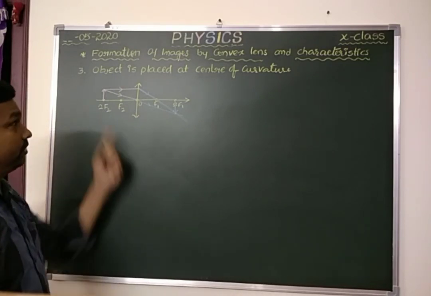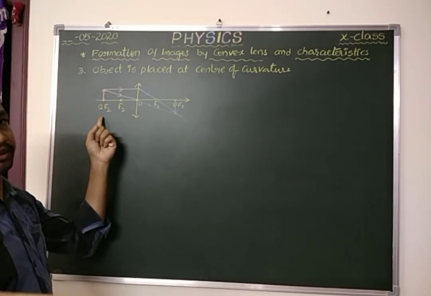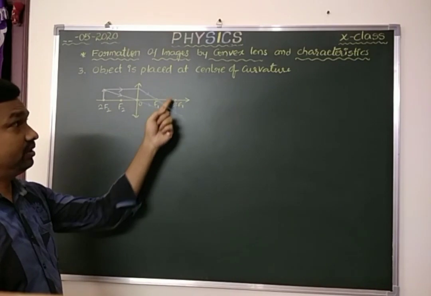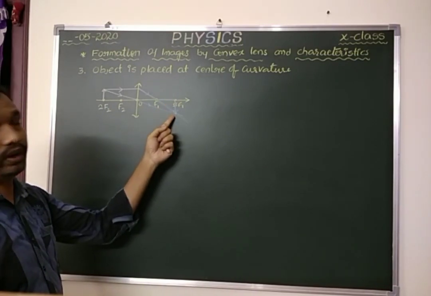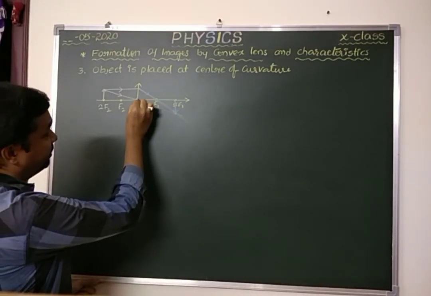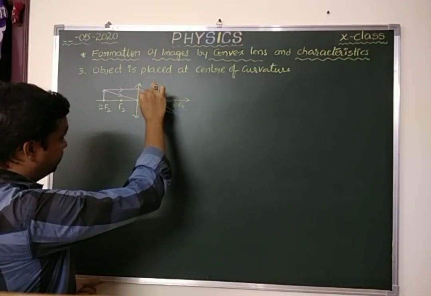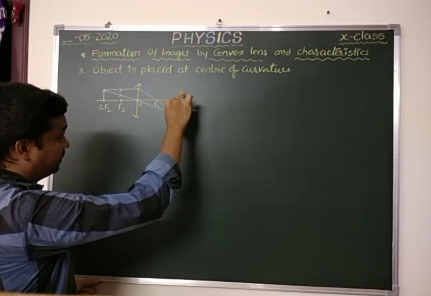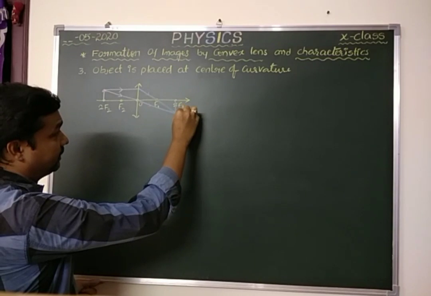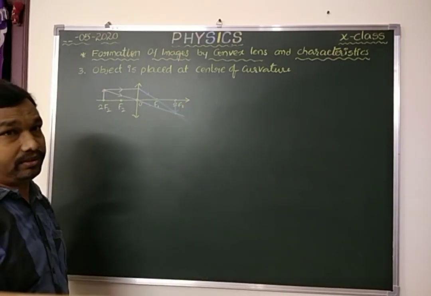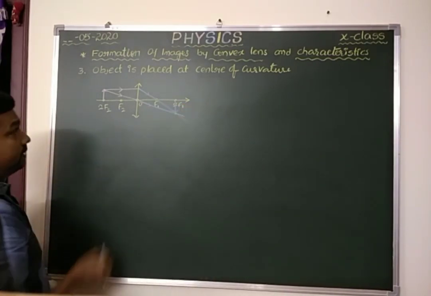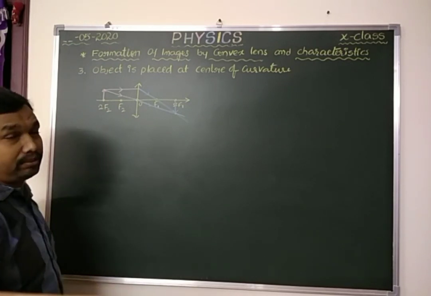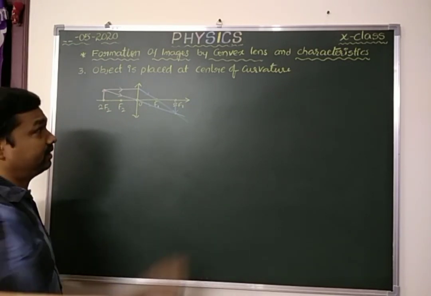Where is the object? Object is at center of curvature. Where is the image? Image is also at center of curvature. This is giving you a real image. Real image is always an inverted image.